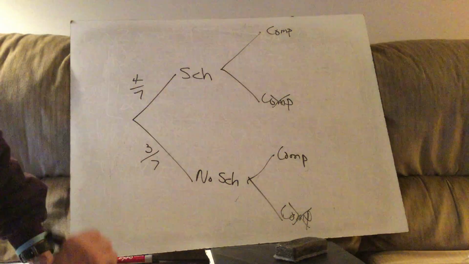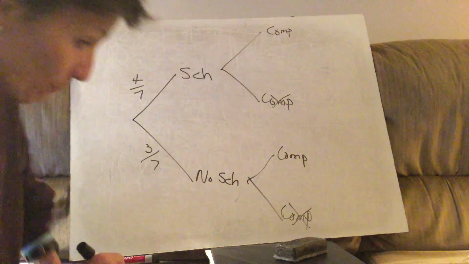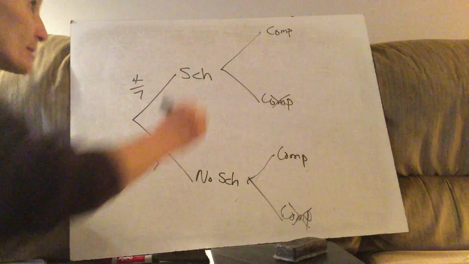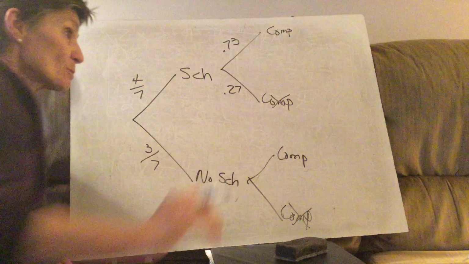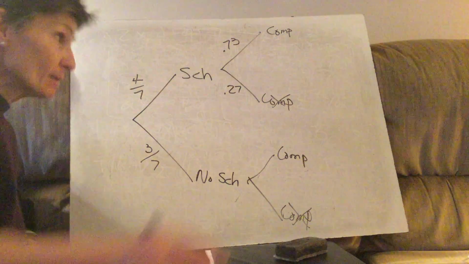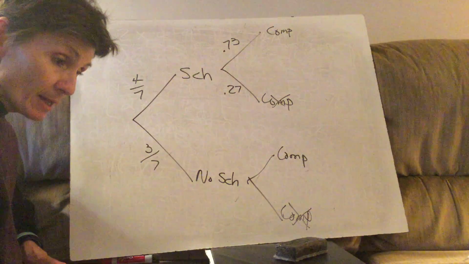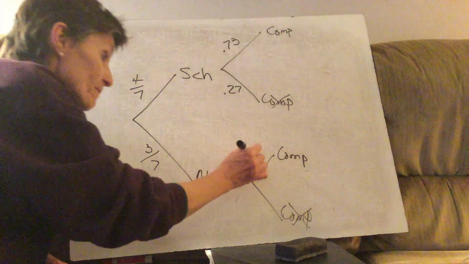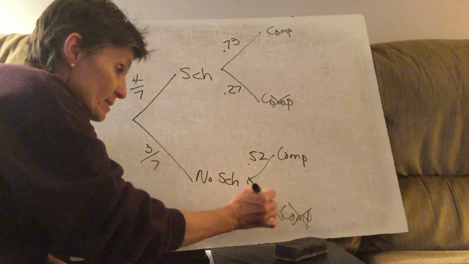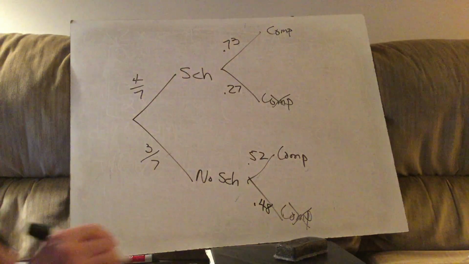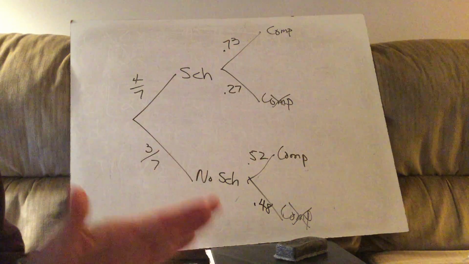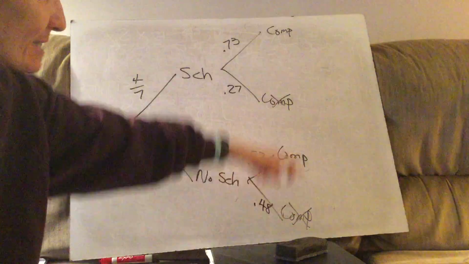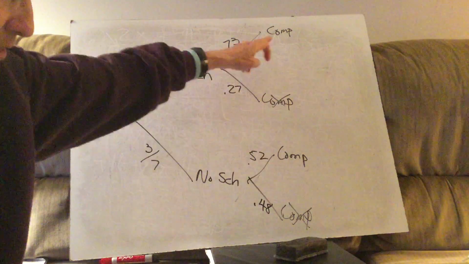Okay? Now, let's see, what are the numbers? If we have school, there's a 73% chance I'm on the computer, which means there's a 27% chance I'm not. Those have to add up to 1. And if we don't have school, there's a 52% chance, which means there's a 48% chance I won't.